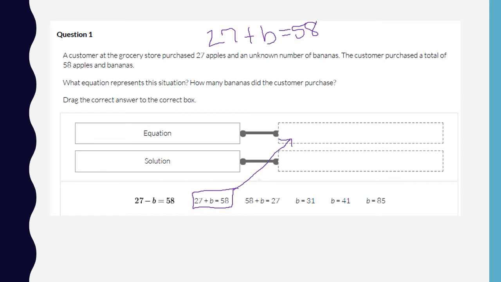And we need to find a solution. So the way we do that is we have to get rid of the 27 that's added by subtracting it from both sides. So 58 minus 27 gives us B equals 31. So they bought 31 bananas. That would be our solution.